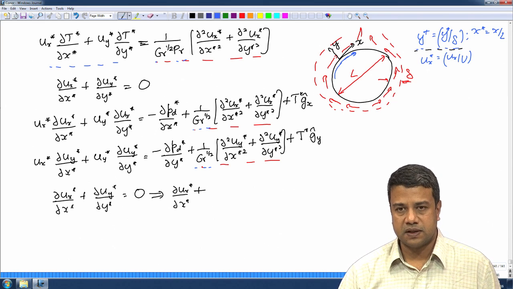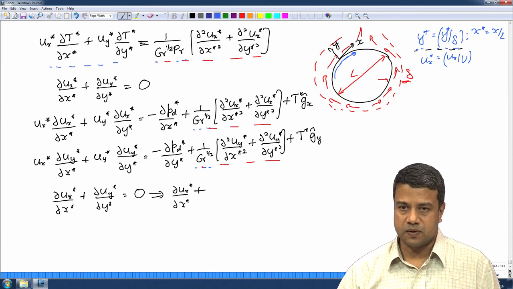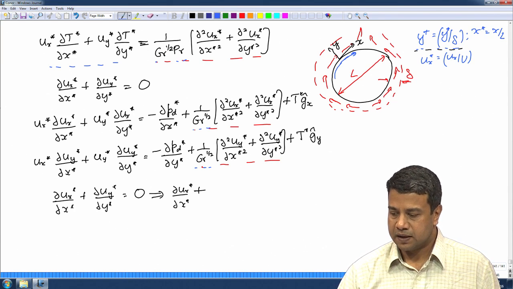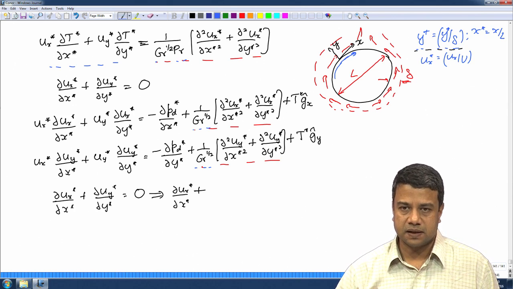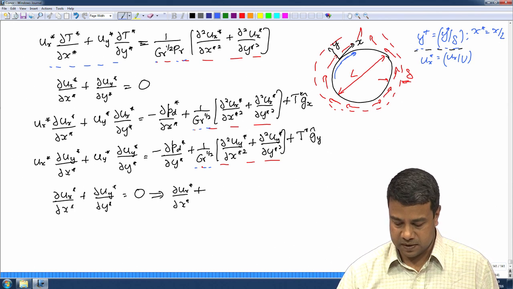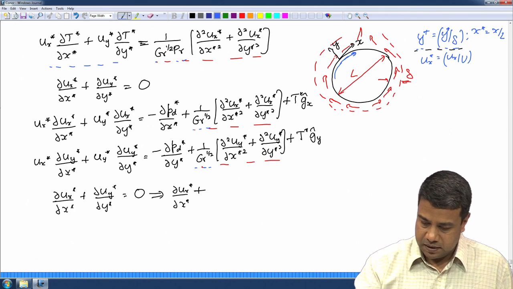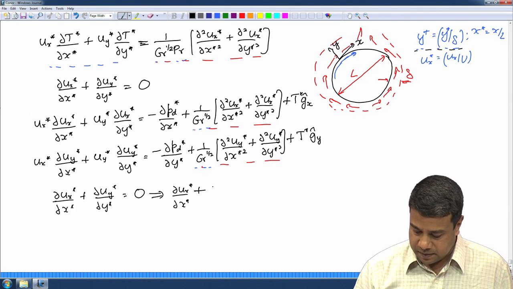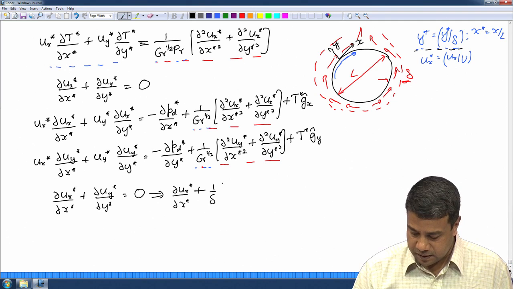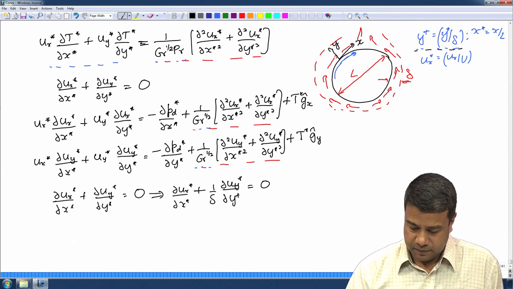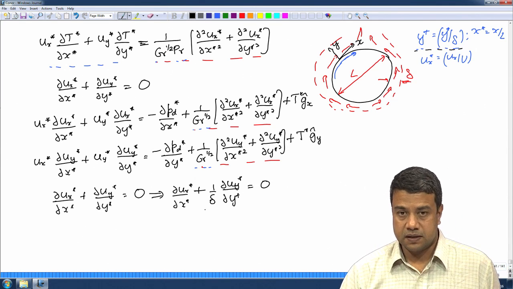The cross stream coordinate is scaled by a boundary layer thickness, which is much smaller than the characteristic length. Delta is the boundary layer thickness scaled by the characteristic length. Therefore, delta is much smaller than 1. The second term, I will get 1 over delta, partial uy star by partial y plus, is equal to 0. Delta is a small number.